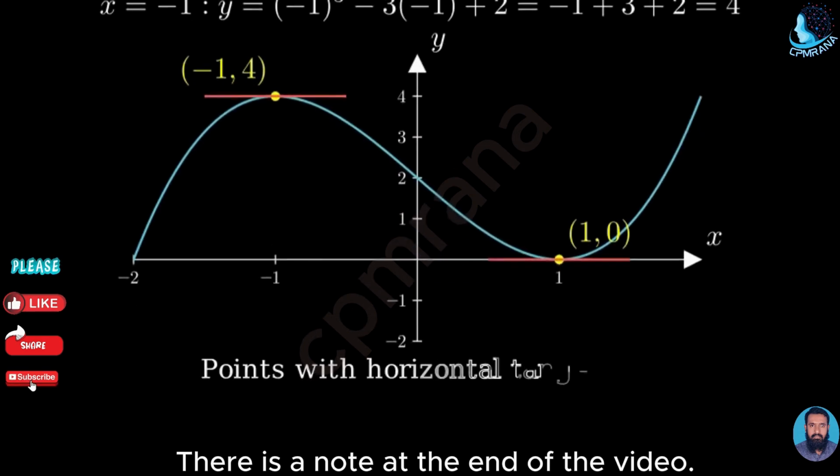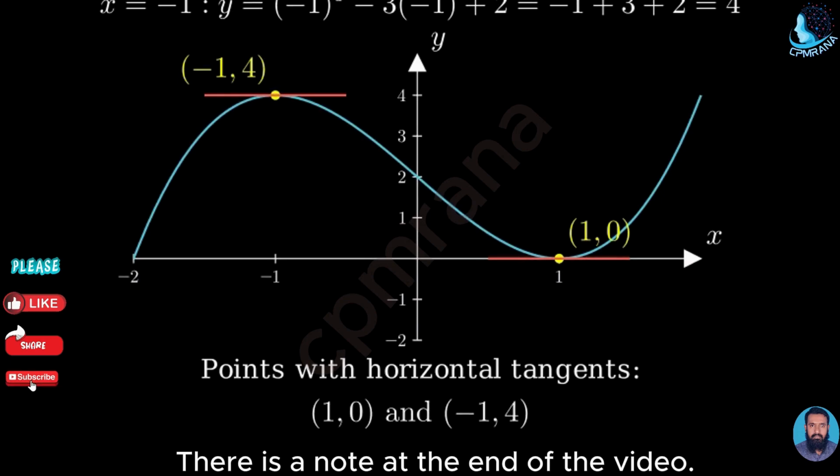In conclusion, we found that the tangent line is horizontal at 2 points, (1, 0) and (-1, 4). We found these points by, first, taking the derivative to find the slope function, second, setting the derivative equal to 0 to find the x values, and finally, plugging these x values back into the original equation to find the y values.